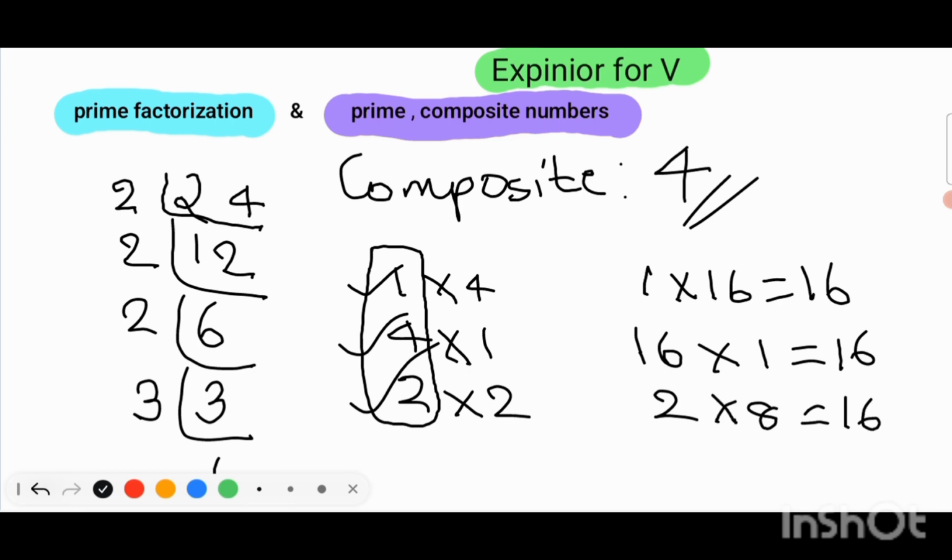3 table. We will not find 16 in the 3 table. That means 16 is not a multiple of 3. And we'll check in 4. 4 4s are 16.